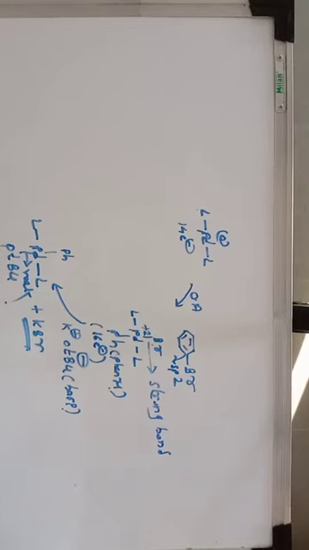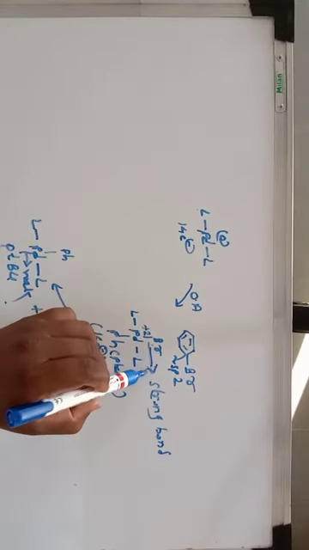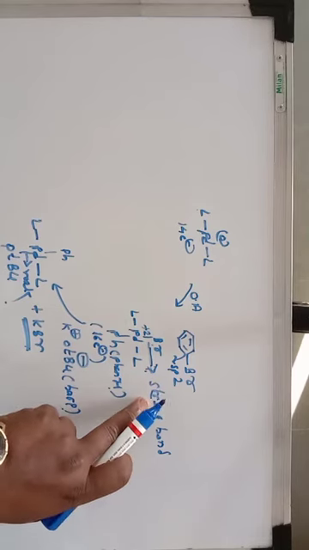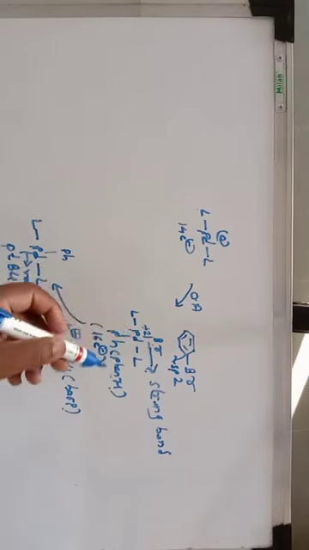So students, you should understand why the rate of transmetallation is very slow: because a strong bond is there, and we require lots of energy to break this bond.